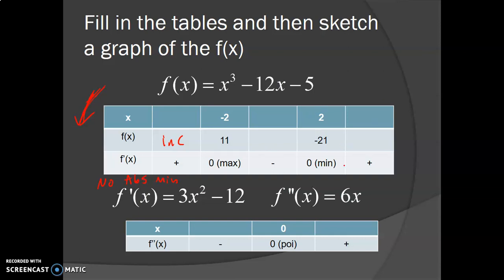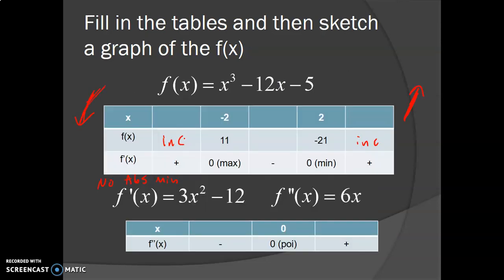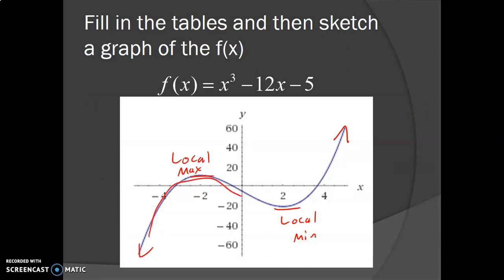Over on the right side, we have a positive first derivative, meaning that the original function is increasing again. And that's what we have here. So first derivative was positive, first derivative was negative, first derivative was positive. So my original function was increasing and then decreasing and then increasing again. The second derivative was negative and then positive, so we were concave down and then concave up.